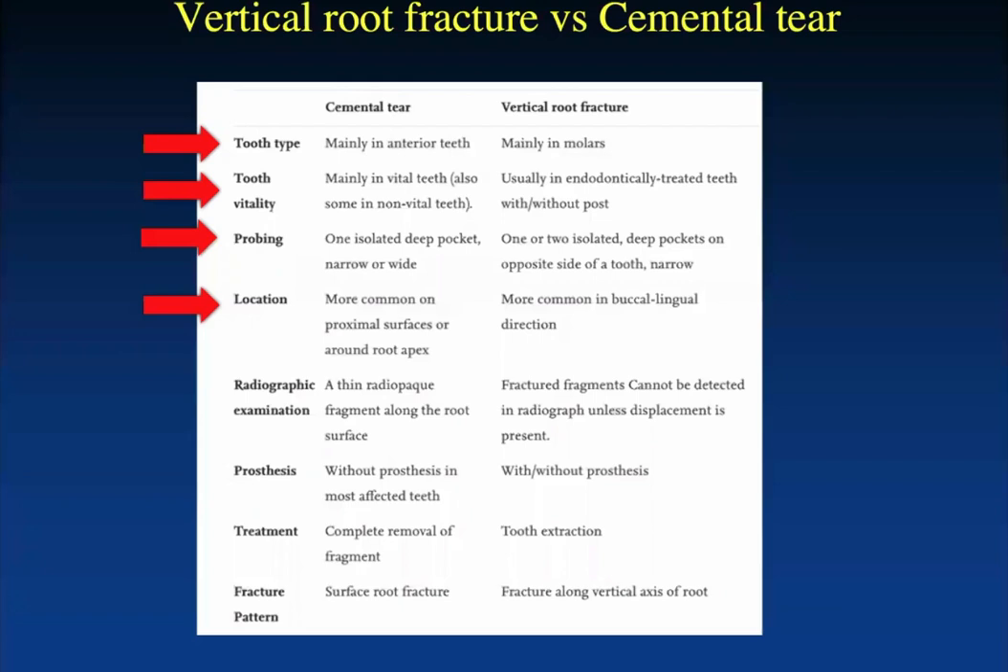So you can see the confusion here. It could be a vertical fracture, it could be periodontal, and the tooth is vital in such a situation. Common location, we said, the proximal surfaces around the root apex. For the vertical root fracture, it's mainly buccal and lingual.